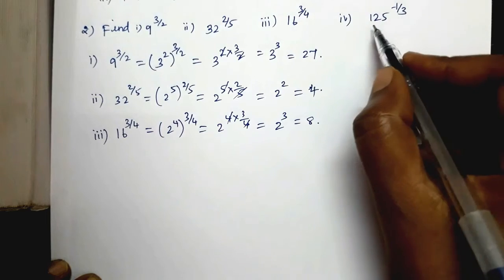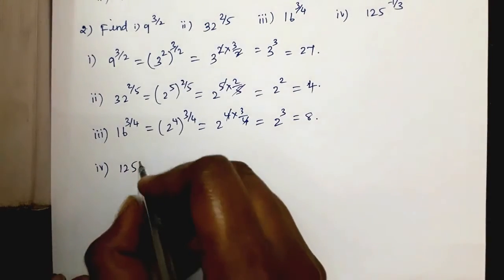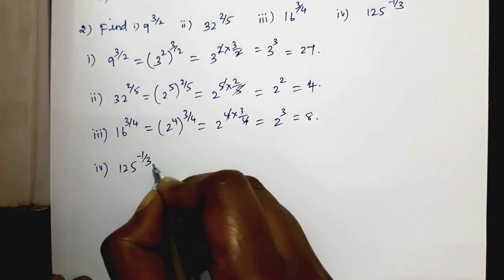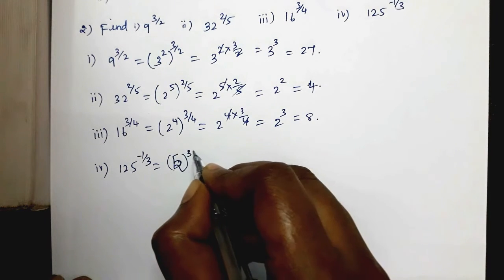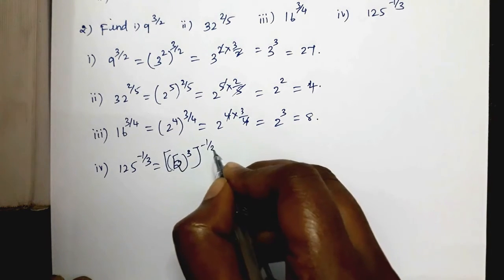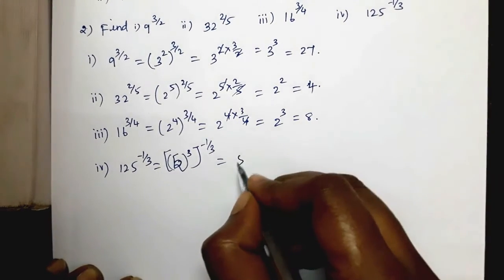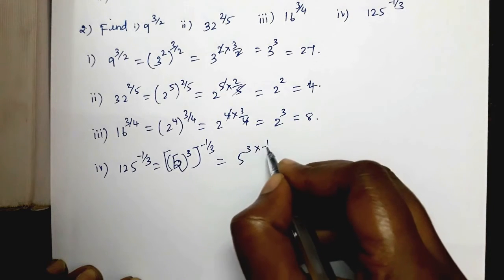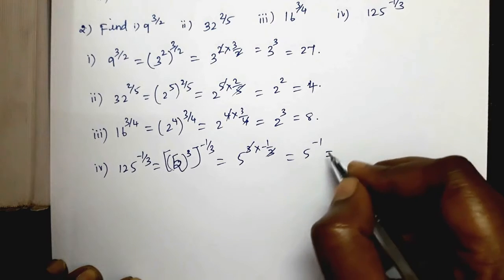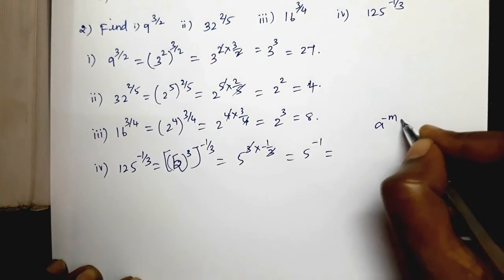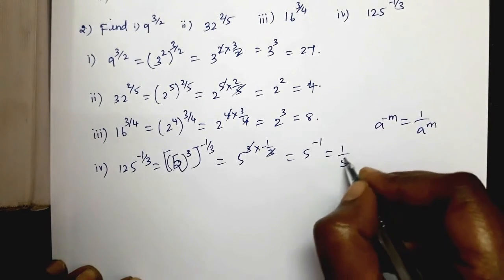Now move on to the next one. 125 raised to the power minus 1 by 3. Now 125 can be written as 5 power 3 the whole power minus 1 by 3. It is in the form of a power p the whole power q. So we will get 5 power 3 into minus 1 by 3. Do the cancellation here. Remaining we will get 5 power minus 1. Now it is in the form of a power minus m. A power minus m equal to 1 by a power m. So we will get 1 by 5.